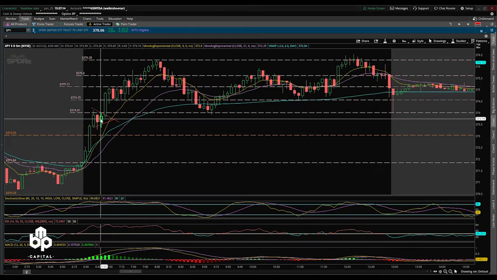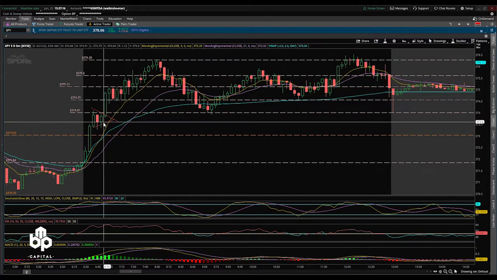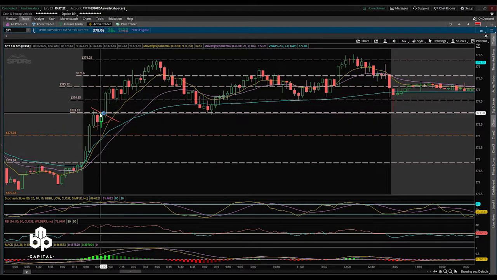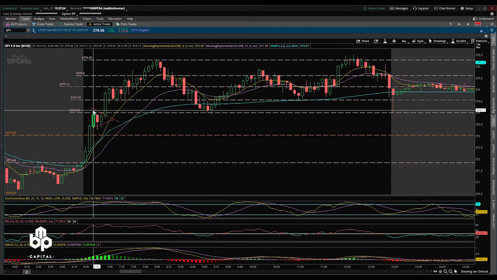Okay, so we got our pullback to the 9. And so what I'm waiting for is actually a confirmation to burst, another breakthrough, to break through this swing high, which would be the safe entry.